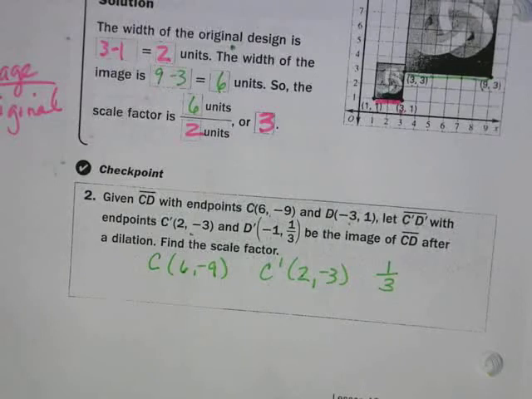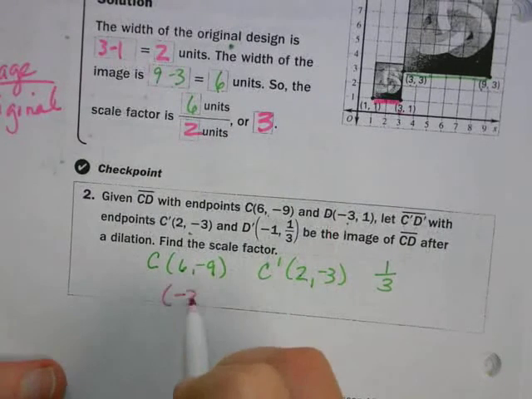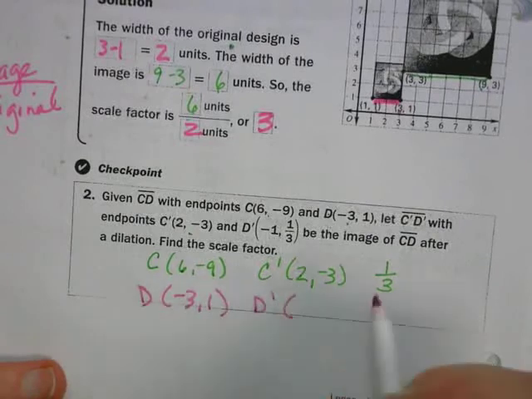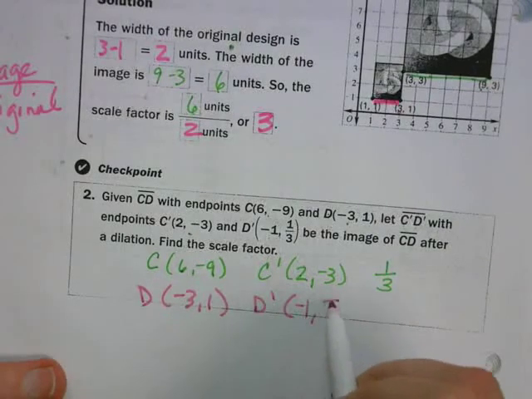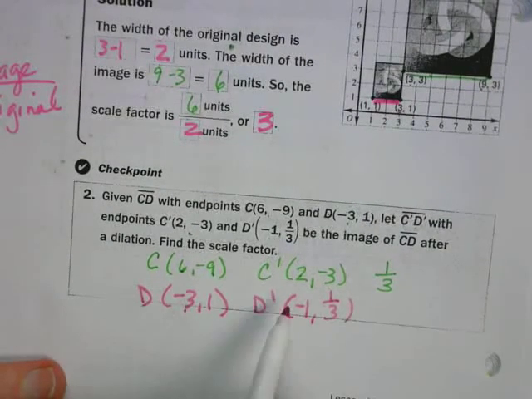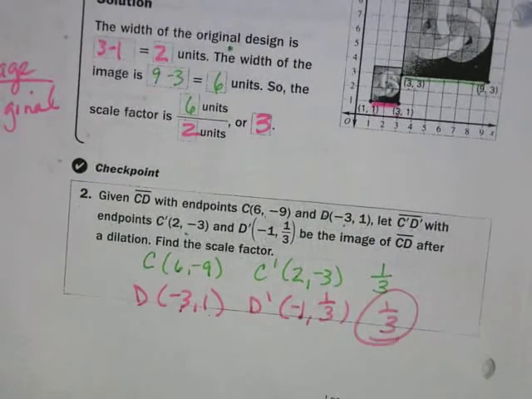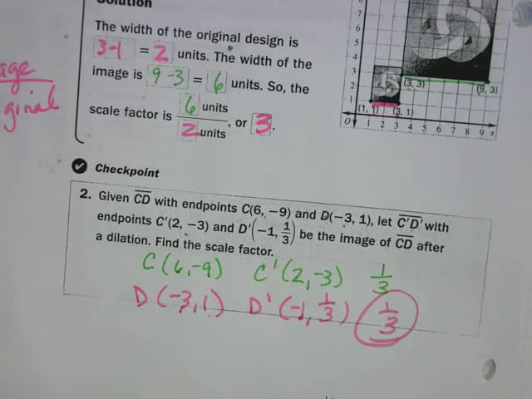So D went from (-3, 1) to (-1, 1/3). A third of it, yep. So the scale factor is definitely a third. I'm dividing by 3. Dividing by 3 is the same as multiplying by 1/3. Okay, so those are the notes, and you're on to your next task. Good job.